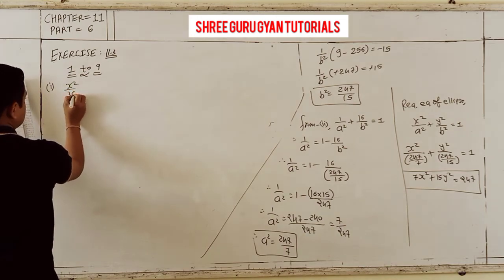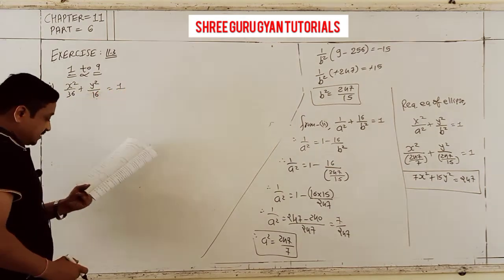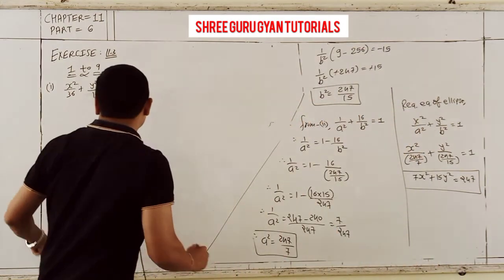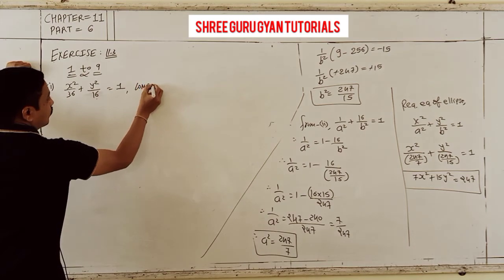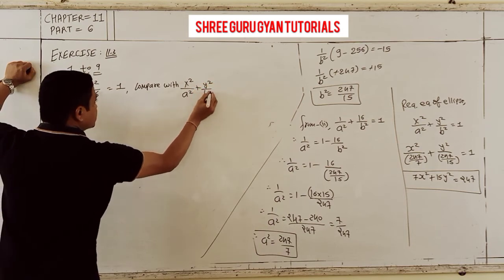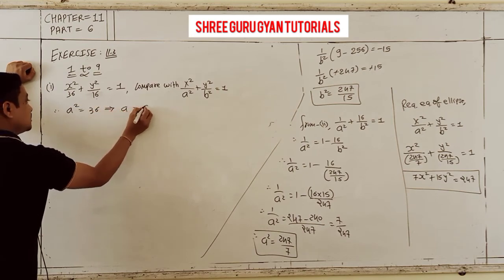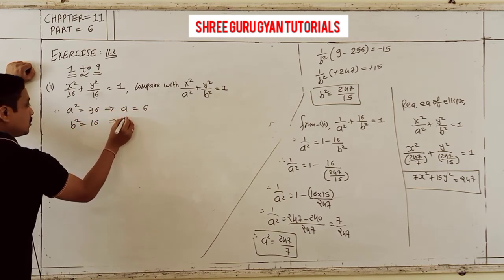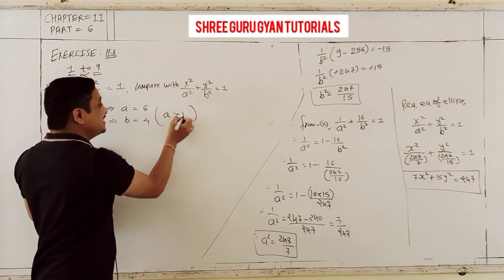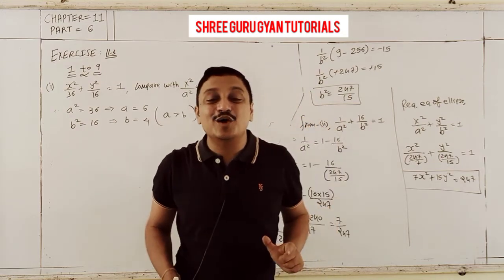x square by 36 plus y square by 16 is equal to 1. It's very easy. First of all, students, compare with x square by a square plus y square by b square is equal to 1. A square is 36, a becomes 6; b square is 16, b becomes 4. Now check what your major axis is. Yes, a is more than b, students, so definitely the major axis is along the x-axis.